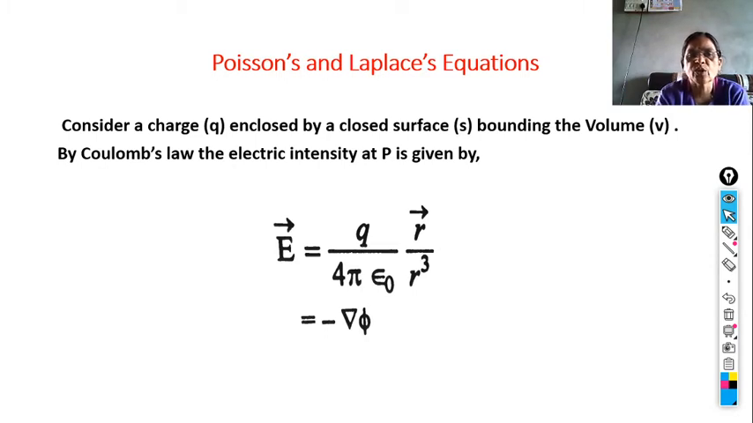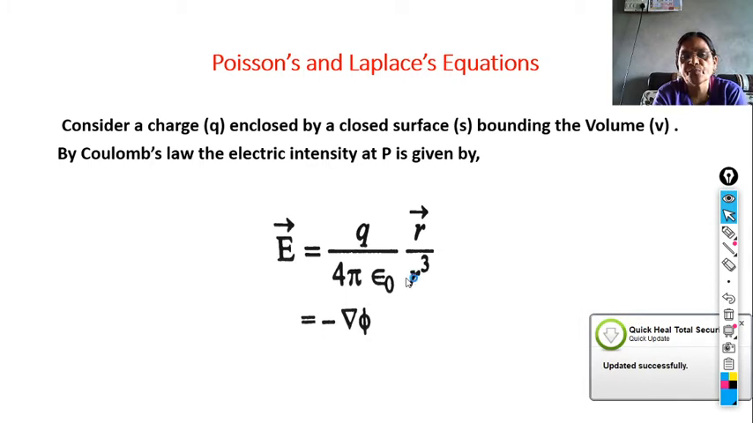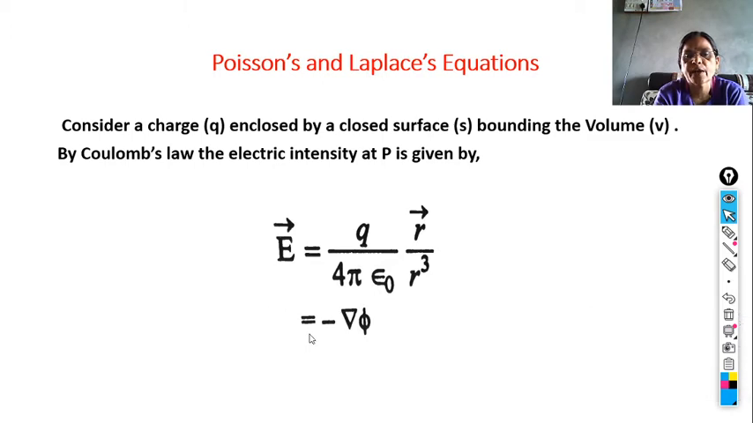By Coulomb's law, the electric intensity at P is given by E bar equal to Q upon 4 pi epsilon 0 into R bar upon R cube. It is written as this electric field intensity E bar equal to minus del phi.